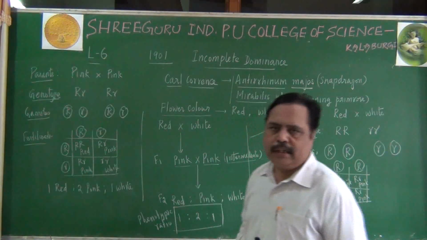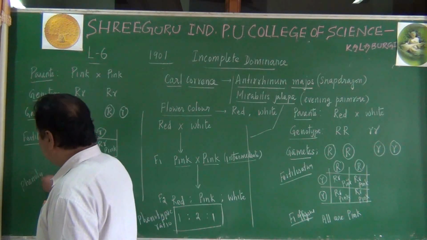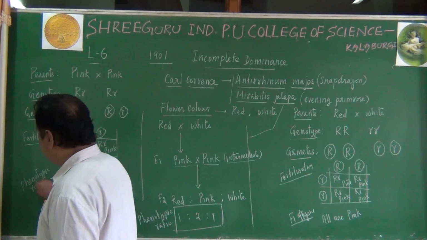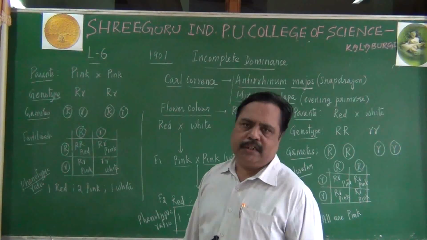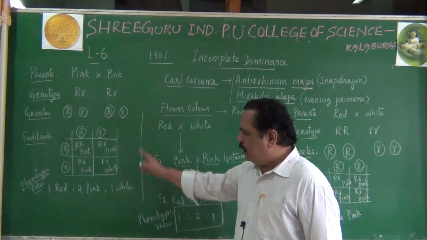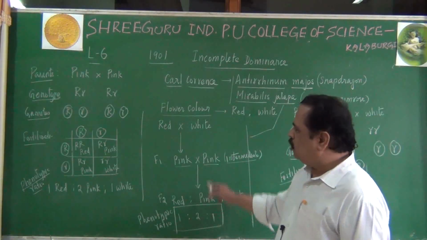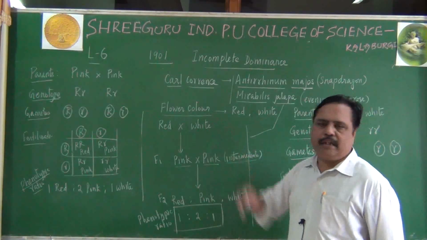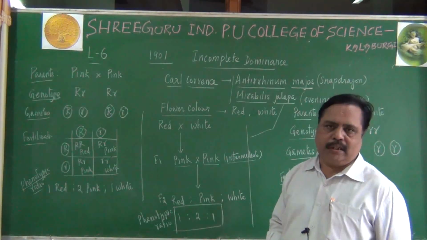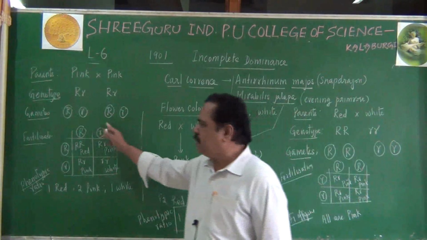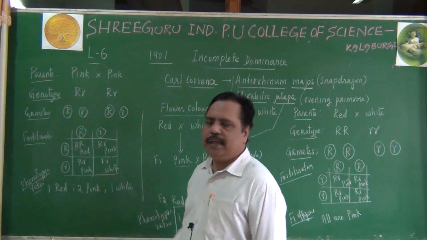We are getting the 1:2:1 ratio as the phenotypic ratio. It is not 3:1, it is 1:2:1 only in this case. This is the phenotypic ratio of Antirrhinum majus, where our explanation with the symbols is exactly similar to the result obtained by Correns. Here I told you the experiment, and here I explained it with the symbols. So our symbols match the real result. So this is correct: one red, two pink and one white.